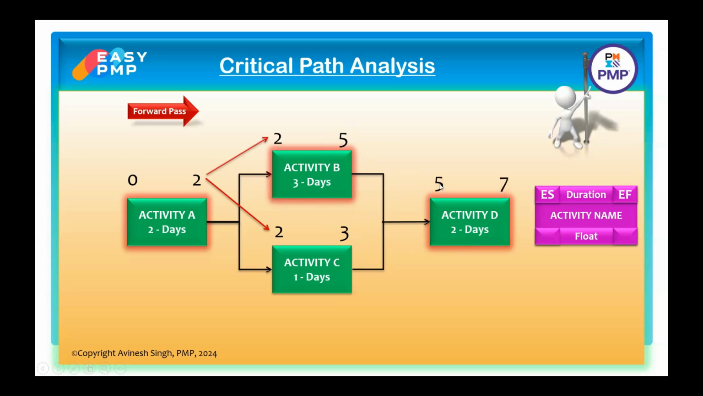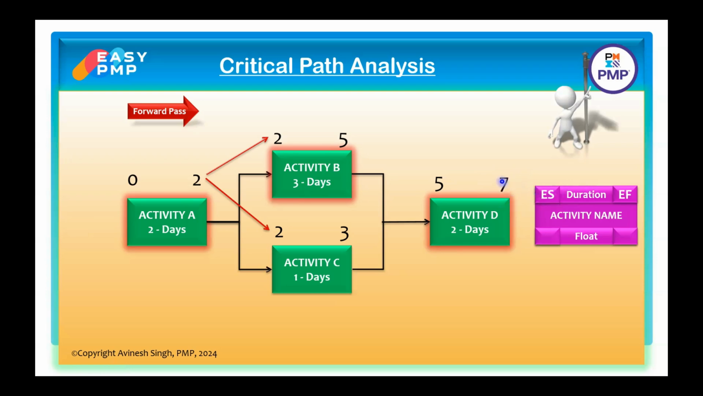And when it starts on 5th, its duration is 2 days. So 5 plus 2, 7. It is ending on the 7th day. So with this traversal, we can easily find out a couple of things. One is that we got the project end date. You can see here, we got the project end date as 7th day. The second observation, because there is no activity beyond this, the project ends.